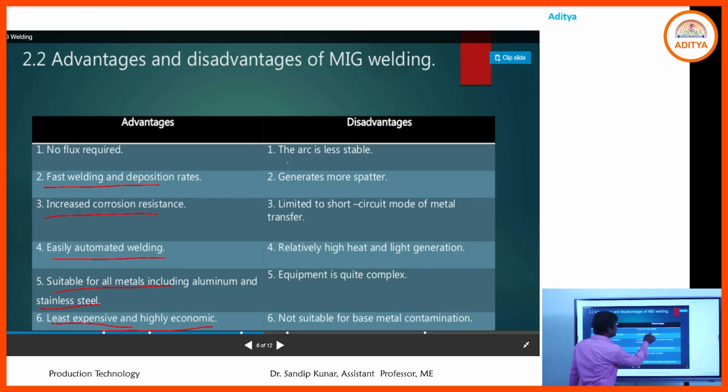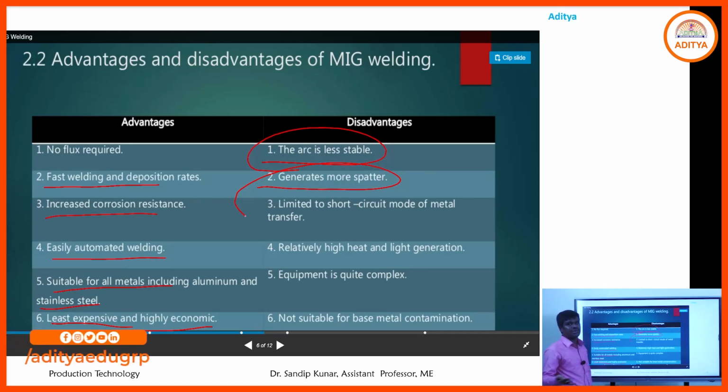And the arc is less stable. What are the disadvantages? Means the arc created between the metal and electrode is very less stable and generates more spatter, means during welding time some particles will accumulate on that metal surface, which is one of the major disadvantages in this process.